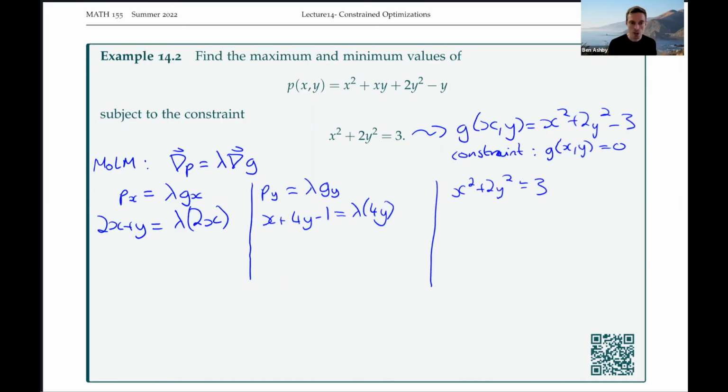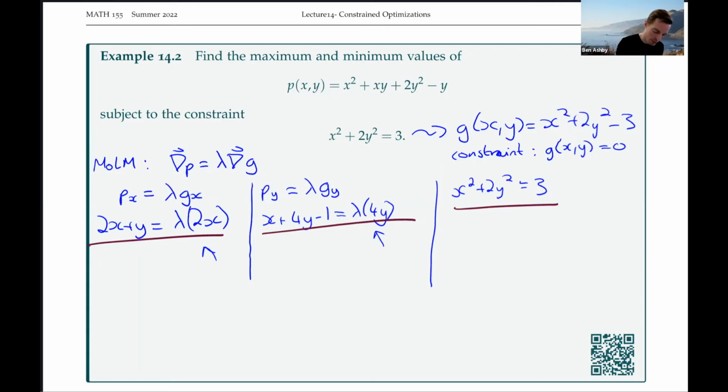Okay, so how do we solve this? Well, there isn't really a hard and fast rule in terms of how we do this. You've got three equations here, and you've got to go through a process of elimination to eliminate either your lambda, x or y, and then work backwards and substitute values in to find the others. So for example, here we can notice that on the right-hand side we've got a 2 lambda x, and over here we've got a 4 lambda y.